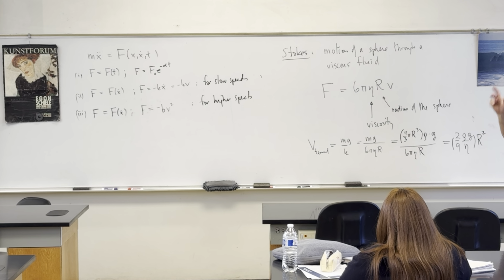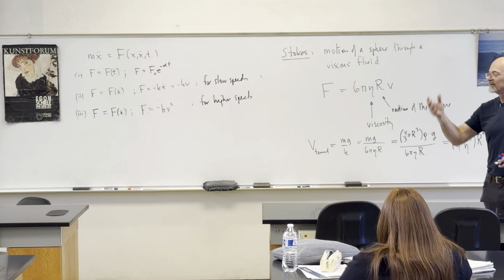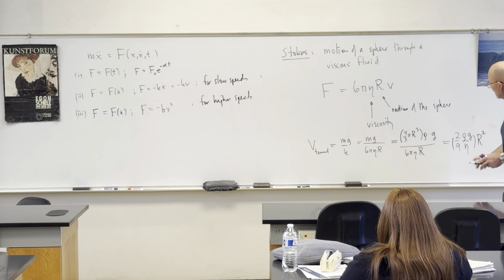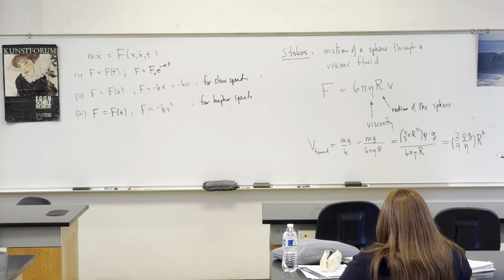What's significant about this is it explains why tiny drops fall so slowly. If you have a mister and you spray something in the air, you see the drops fall really slowly because they're so small. People who study sedimentation could use this formula to figure out how long it takes for things to fall through fluid and deposit on the floor. So there's your terminal speed.